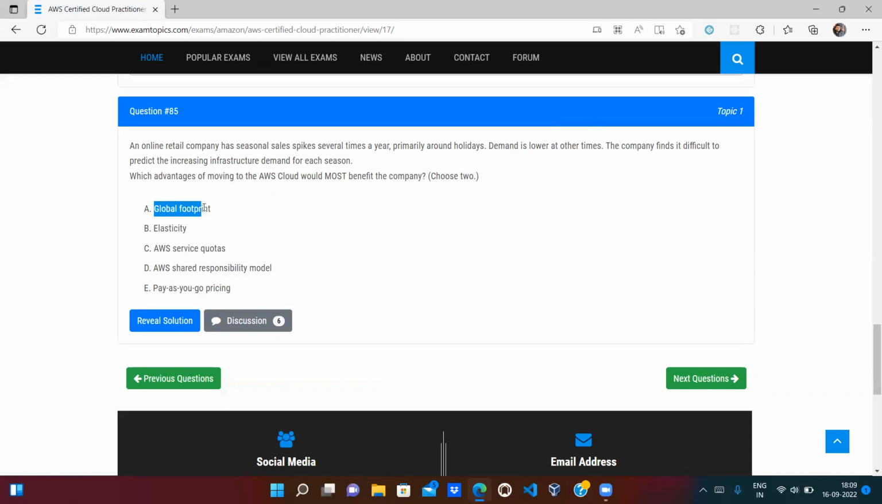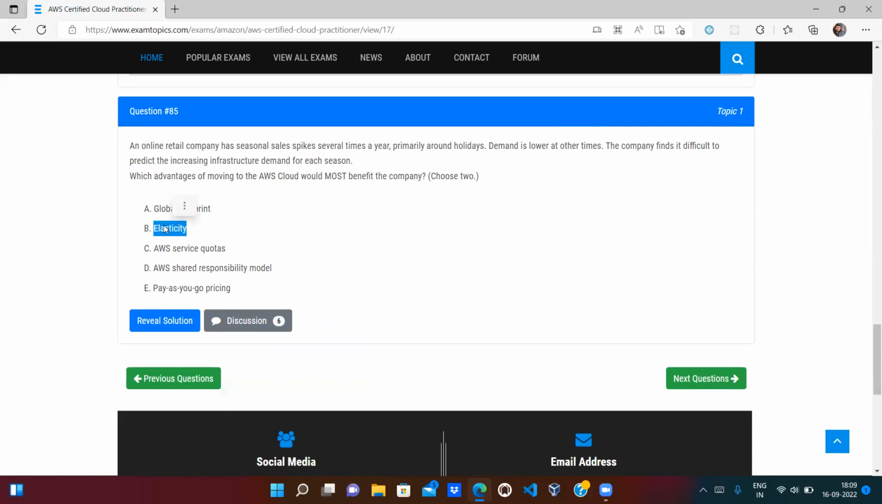Is it global footprint? No. Service quota? No. Service quota is just how much limit there is. Shared responsibility model? Definitely no. So C wrong, D wrong. Pay as you go pricing? Definitely, because you just pay and go.